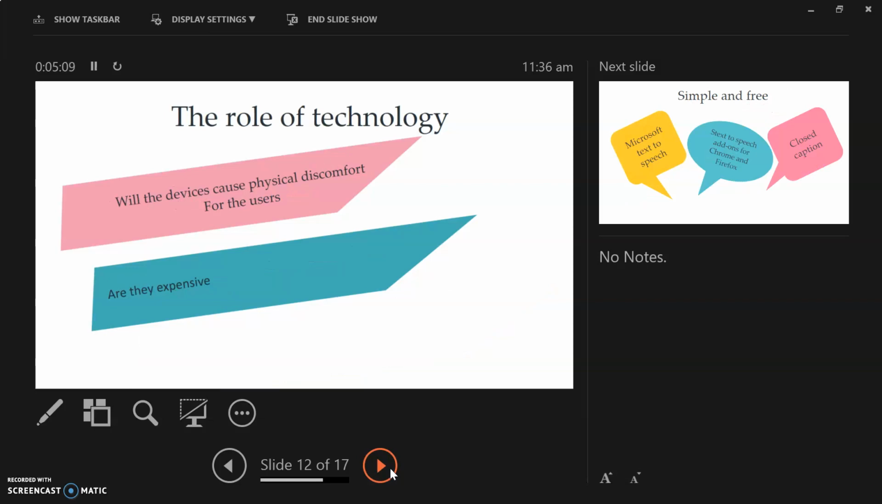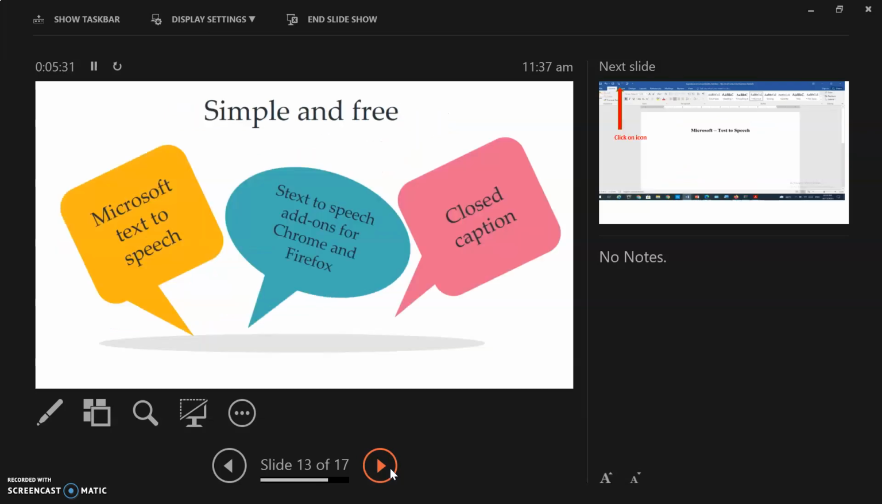Will the devices cause physical discomfort? Will they cause a strain on the eyes? Or will it cause back pain or shoulder pains? Are they expensive? These are some of the factors that you must consider before selecting your tool.